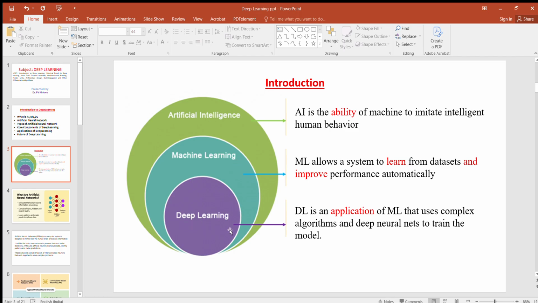Next we can see deep learning. What is meant by deep learning? Deep learning is an application of machine learning that uses complex algorithms. Here we concentrate on complex algorithms and deep neural nets to train the model. For what purpose are we using deep learning? Deep learning is a technology which works with complex algorithms to solve complex problems. In another way, you can say that in order to solve complex problems using complex algorithms, deep learning gives the solution.